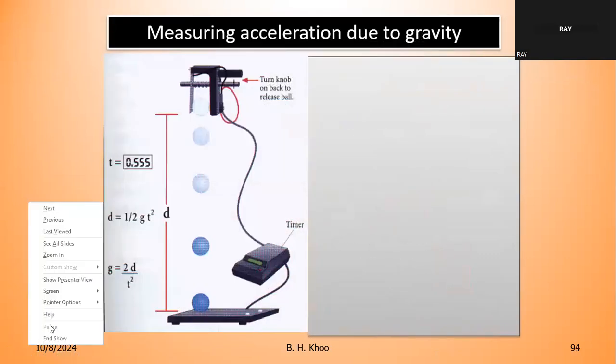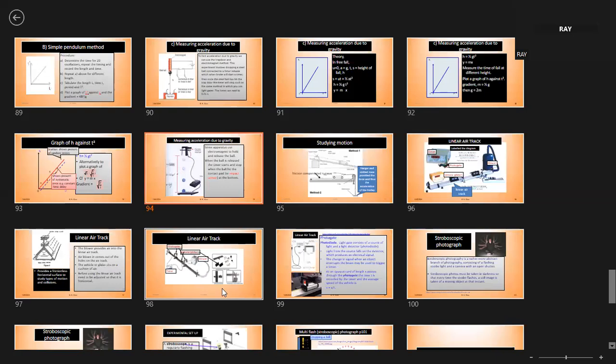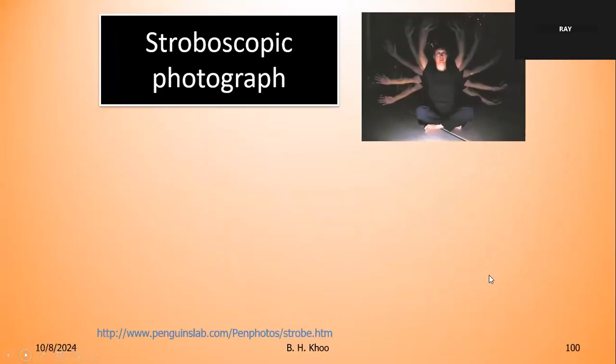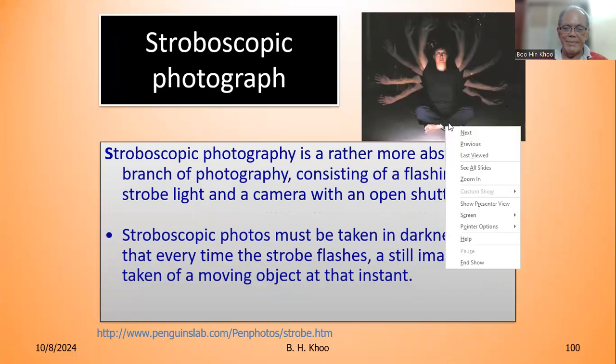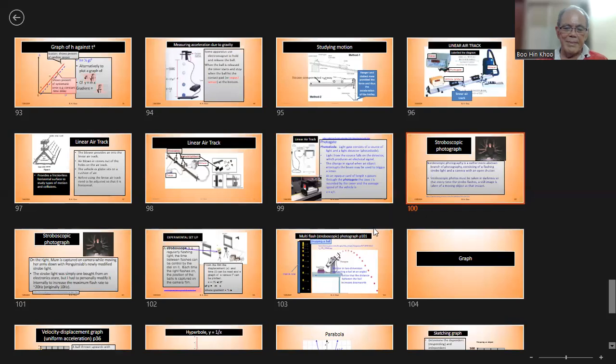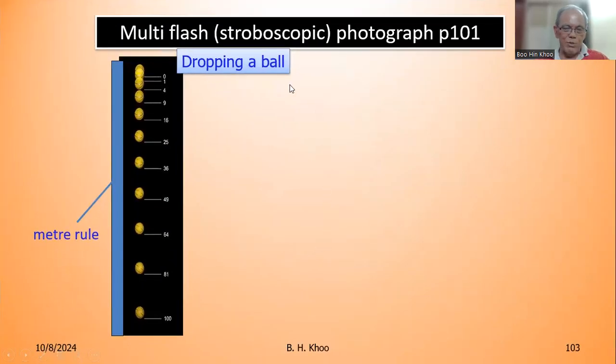Okay, there are other methods. The rest you can read yourself. I think we won't bother to go over the others. The other thing that you need to know is this is called a stroboscopic photograph. That means the person is swinging the hand. It's done in a dark room. You use a stroboscope. The stroboscope will go off and on at a certain frequency. So each time the light is on, you capture the position of the hand. So that is your stroboscopic photograph.